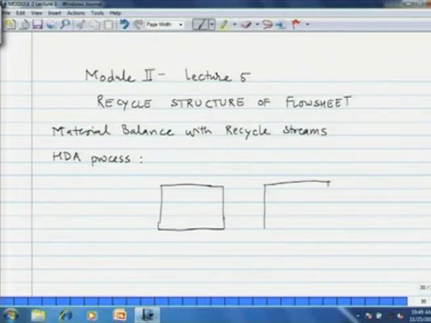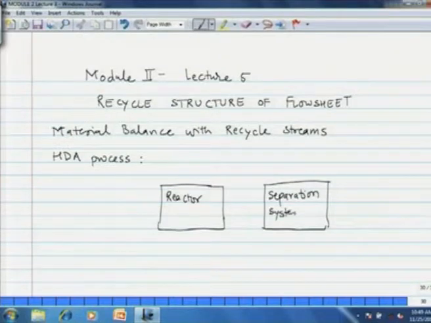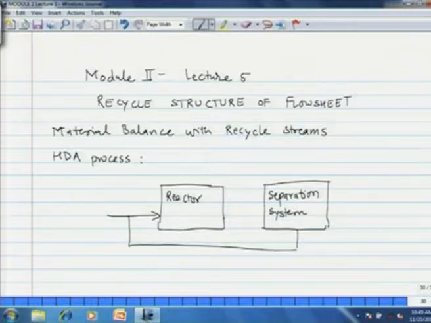As I said, we now open the process box and split it into reactor and separation system. We have not yet specified what kind of separation system we are going to use, but we know that from the separation system two streams will emerge. One is the liquid stream and second is the recycle and purge stream. We have already seen the decision under which we have to use a recycle and purge system.